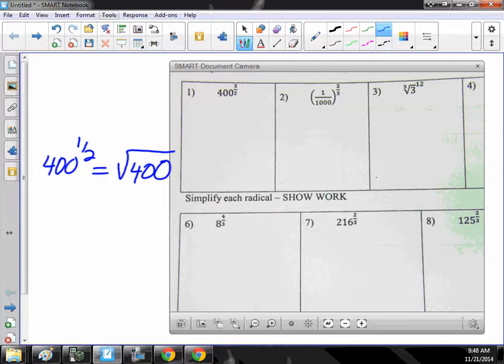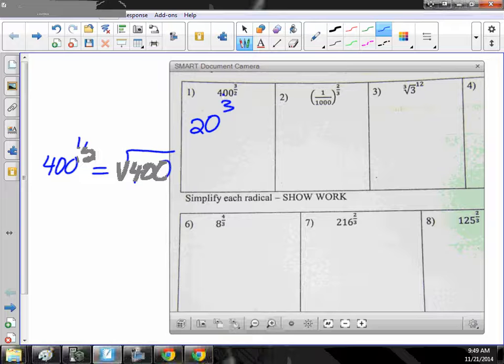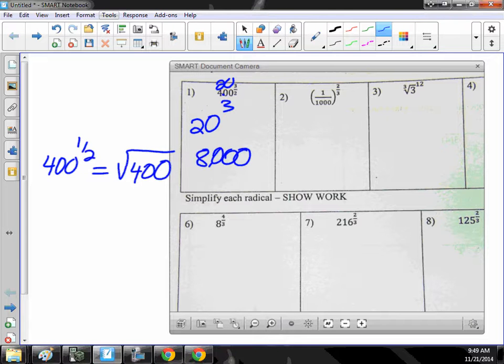Okay, so 400 broken into 2 equal groups is 20. Well, 20 times 20. How many of those 20s will be in my answer? 3 of them. So 20 to the third is going to be 400 times 20, which is 8,000.